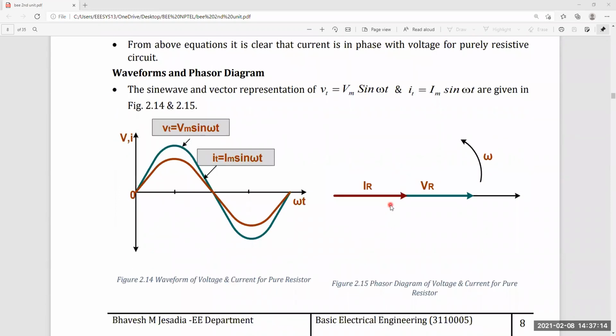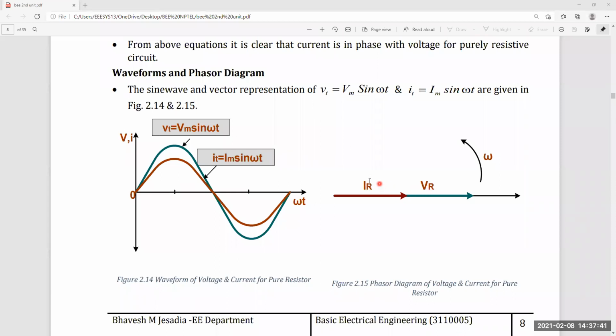If you take the voltage as the reference, the current is also in phase in the vector representation. So if the voltage VR across the resistor is taken as reference, the current flowing through the resistor is in phase with it. There is no phase displacement between these two. The angle between IR and VR is equal to 0.